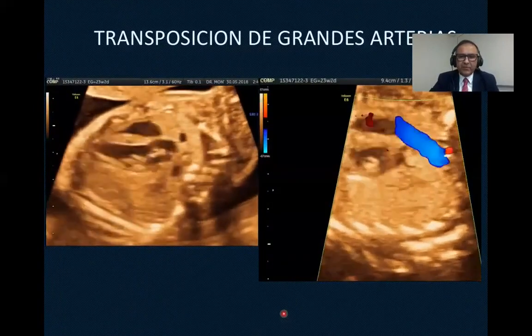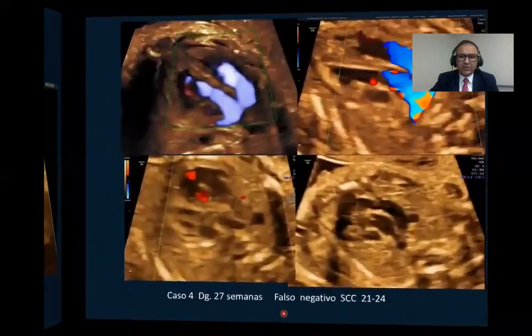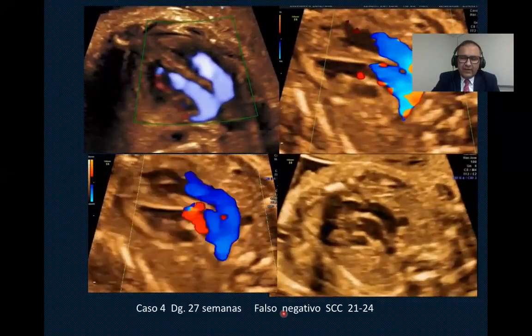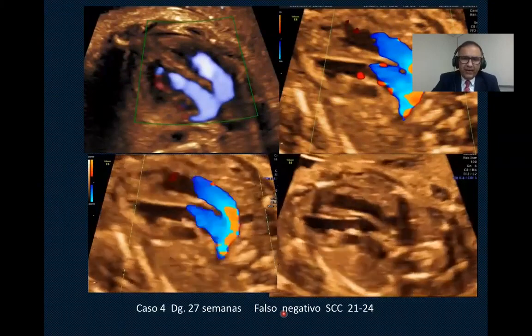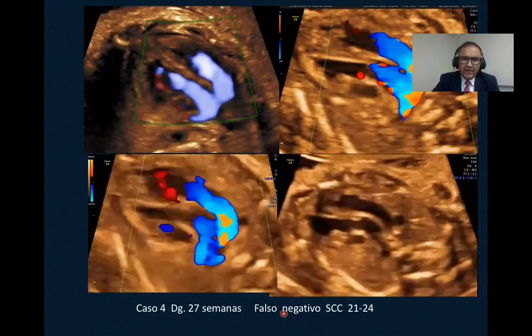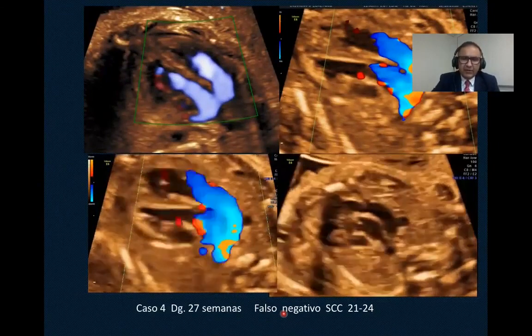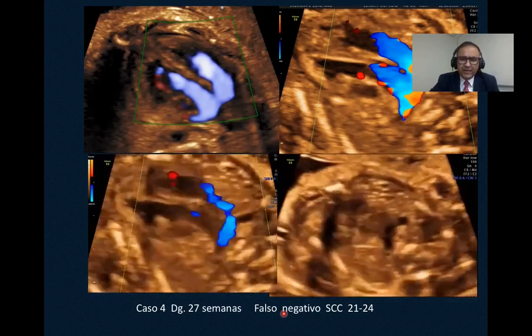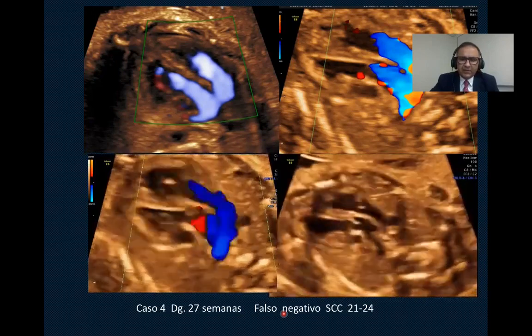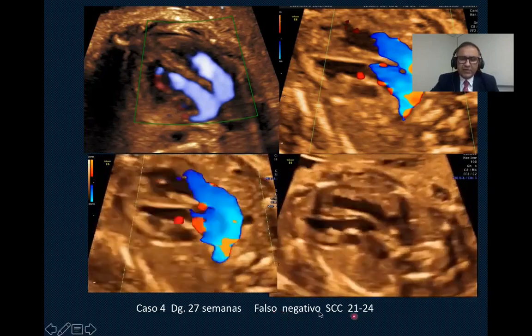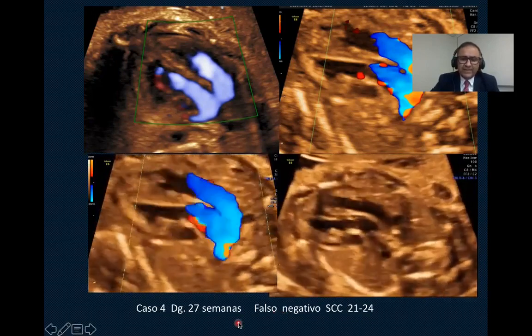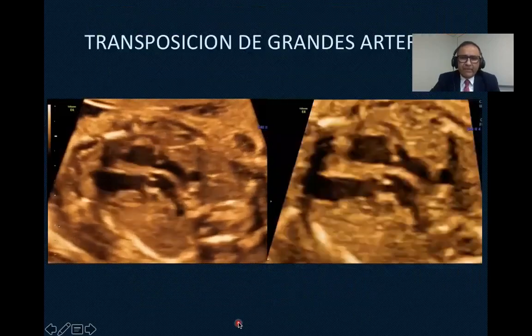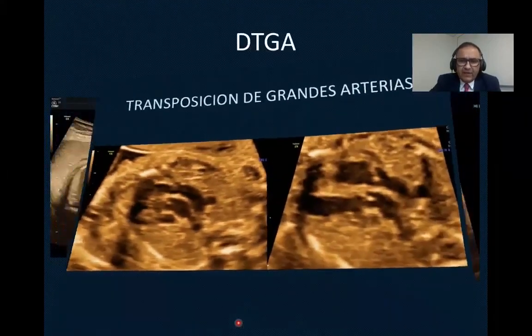Same case, we see antegrade flow in the aortic arch. And here, this is a new case that was evaluated by a colleague who suspected transposition of the great arteries. They called me immediately, and between the two of us, we confirmed that it was a transposition of the great arteries, where you can see here the great vessels side by side. This was also a false negative on the ultrasound at 21-24 weeks, and it was picked up at 27 weeks. Once again, the two vessels are parallel.